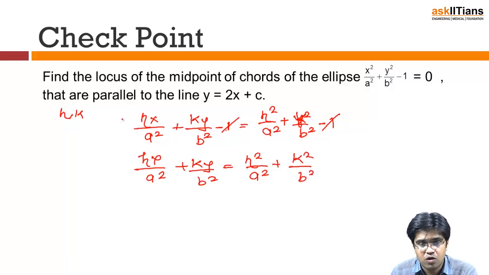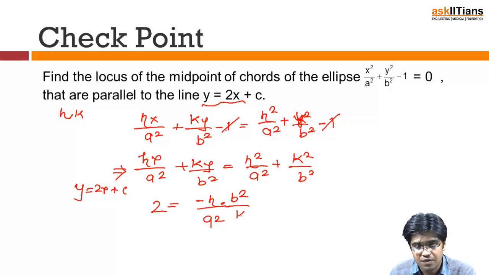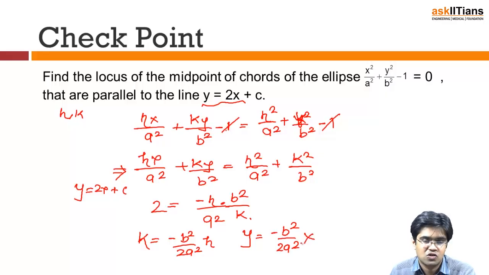Now we need to find the locus such that the chords are parallel to this line. That means this line and y = 2x + c are parallel. If they are parallel, then their slopes have to be equal. That means 2 is equal to the slope of this line. The slope of this line is -(h/a^2)(b^2/k). That means k = -b^2 h/(2a^2), or if I write it in x and y terms, then we get y = -b^2 x/(2a^2). So this is the required locus, which is a straight line.